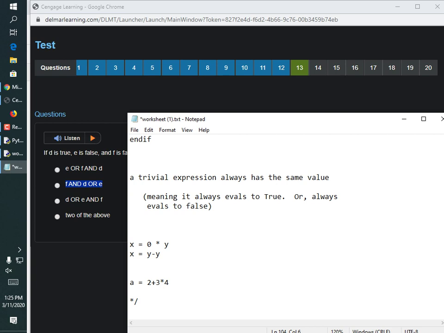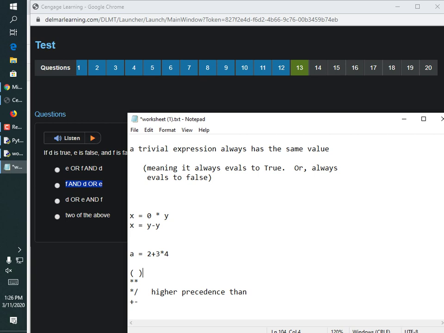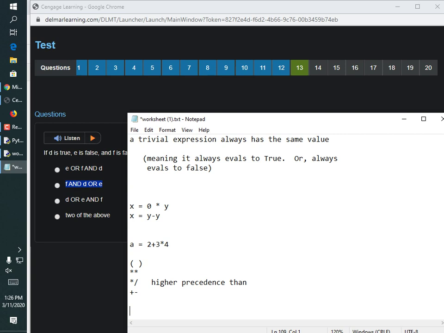So just remember that. Multiplication and division have higher precedence, that's called operator precedence, than addition and subtraction. Higher still is exponents. Higher still are parentheses. You always do the stuff inside the parentheses first. So if I really had wanted it to equal 20, I would put parentheses around there. Long story short, AND has higher precedence than OR.